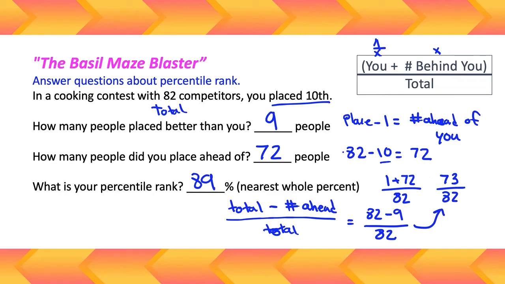It's kind of tricky because you think, oh, if I'm 10th place, I'm 72. No. If you're 10th place, there's 72 people behind you. So you're actually the 73rd person from the bottom. And then you divide, and you get your percentile rank. It's pretty easy to figure out if you're careful.